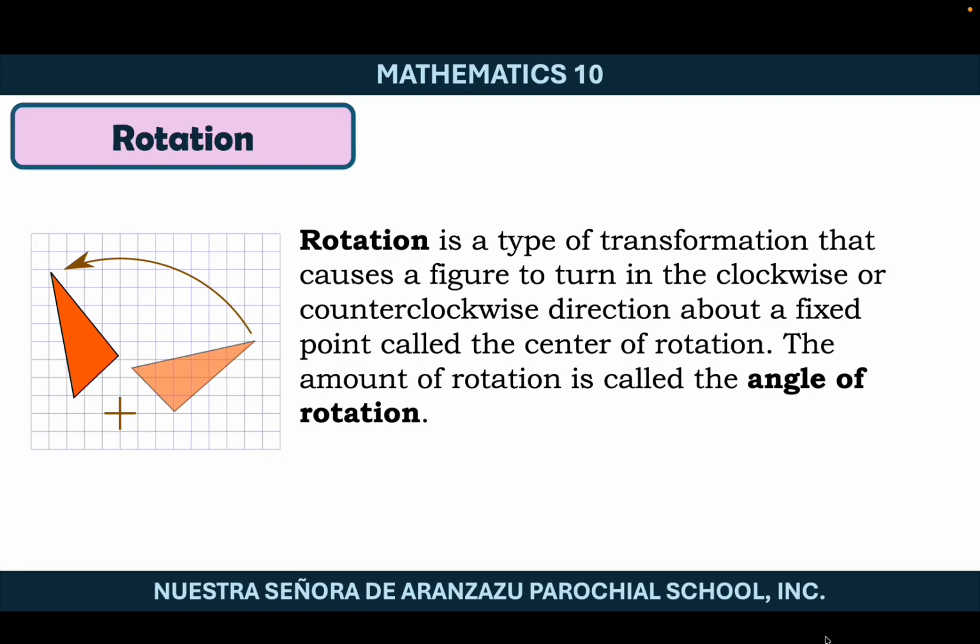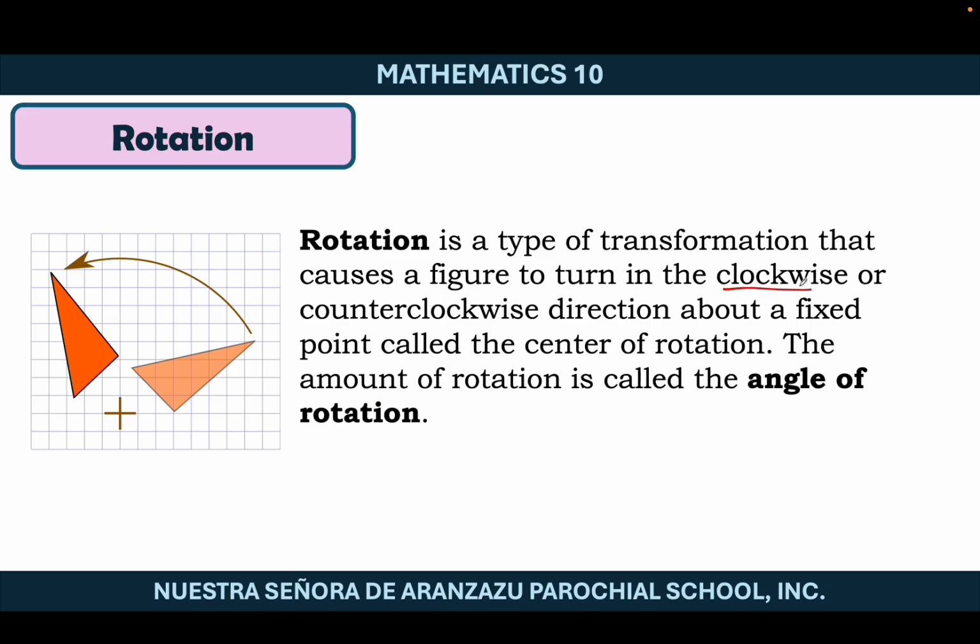Good evening, everyone. So today we are going to discuss rotation. This is another type of transformation wherein the given figure or the given point or the given shape is being turned in a different direction. It can either be in a clockwise or counterclockwise direction.